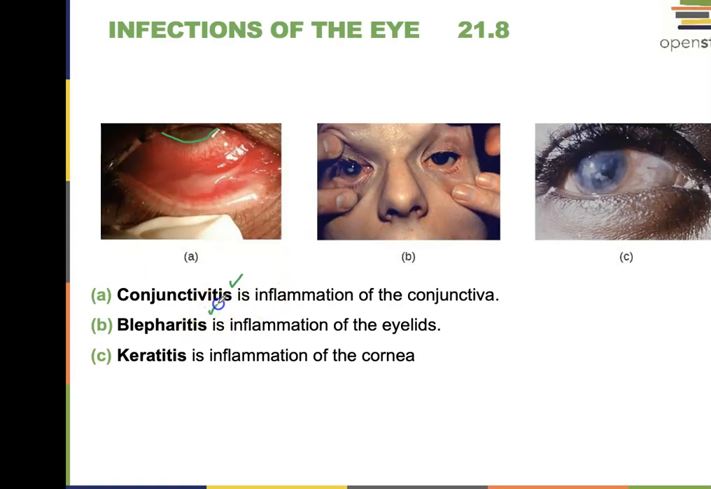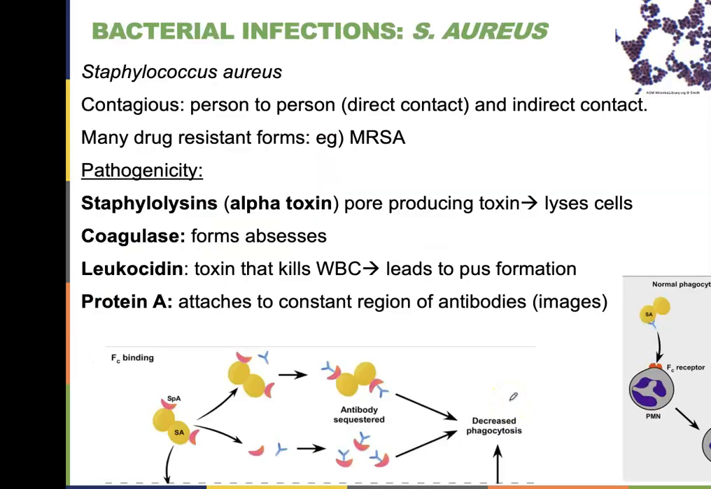Blepharitis is of the eyelids themselves, not the eye. And then keratitis is an inflammation of the cornea. So you can see here, obviously there's going to be irritation in the mucous membrane as well, but you can see the cloudiness, how it builds up in the clear part of your eye. That would be keratitis. All right, so we're going to start off with Staph aureus.